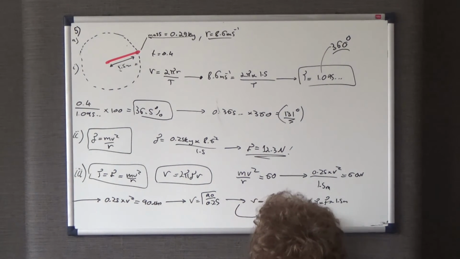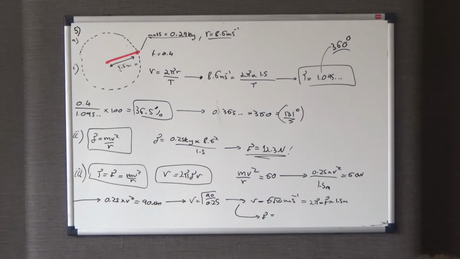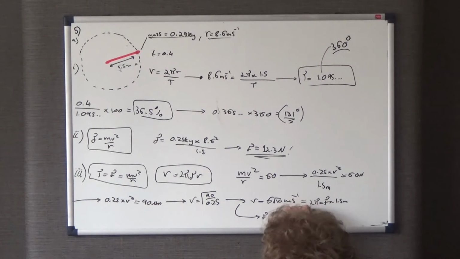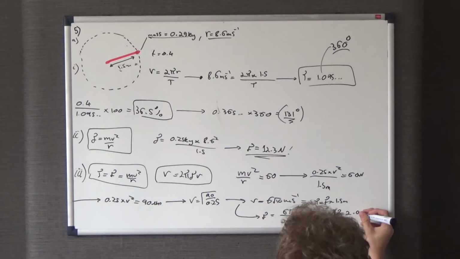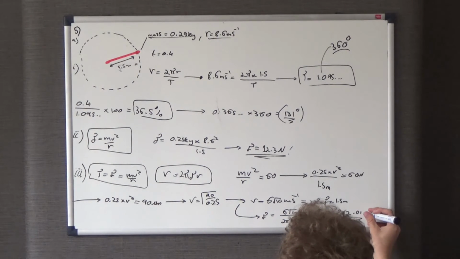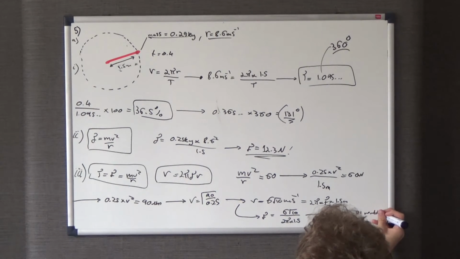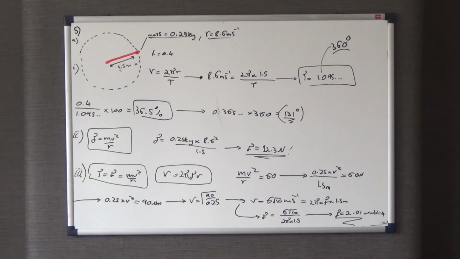So the frequency, therefore, divide both sides by 2 pi times 1.5, or alternatively you could just work out what 2 pi times 1.5 is, which is quite clearly 3 pi meters. So 6 root 10 over 2 pi times 1.5, and that will get you your frequency as 2.01 revolutions per second.